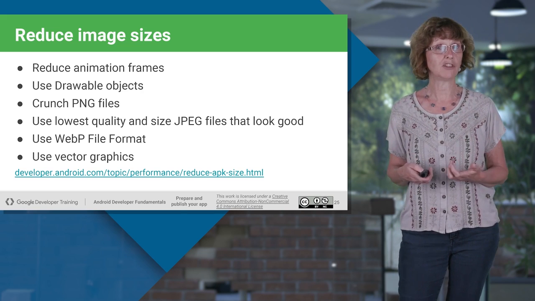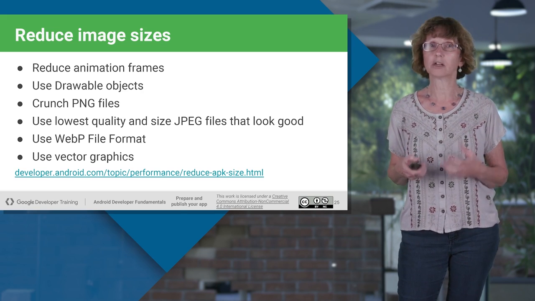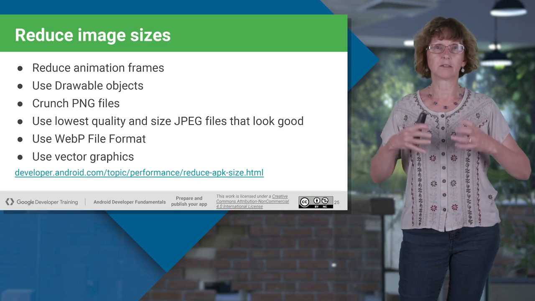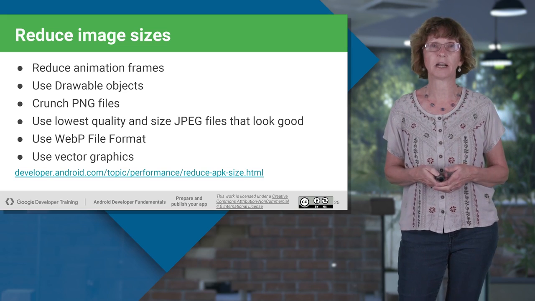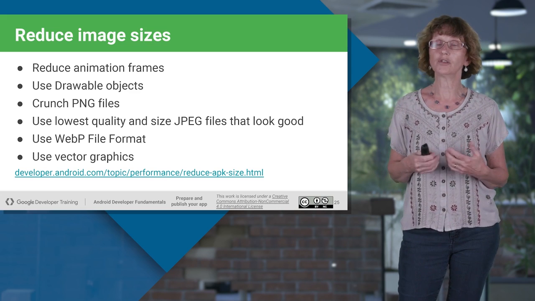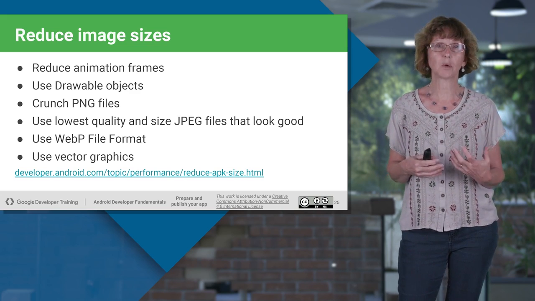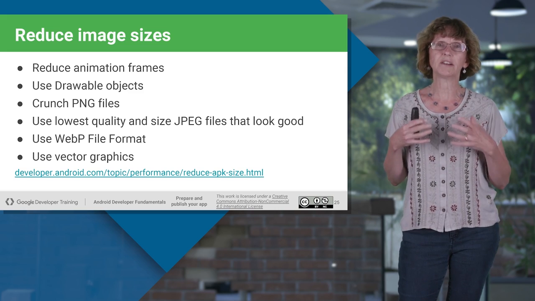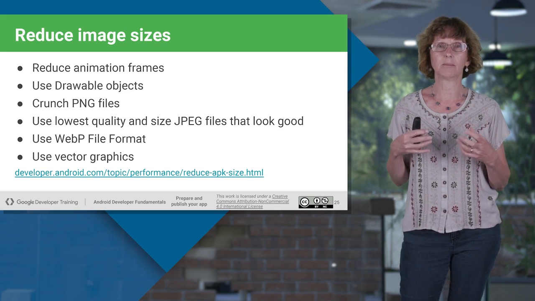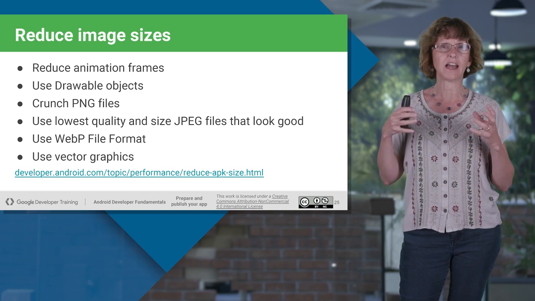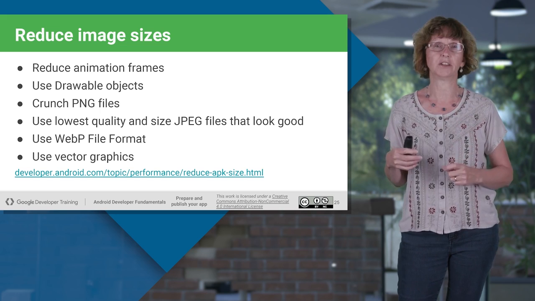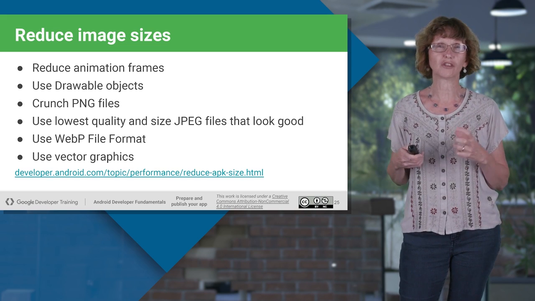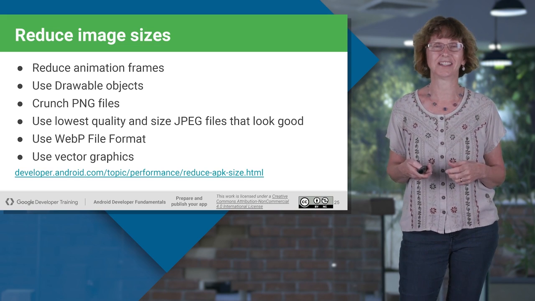If you use PNGs in your app, crunch them, compress them, make them as small as possible. And there are tools out there to help you crunch and compress your files. If you're using JPEG files, use the lowest quality and size that you can where it still looks good, right? I mean, you don't need high def photo quality for a little image on a device, but also don't make it so small that it doesn't look good.